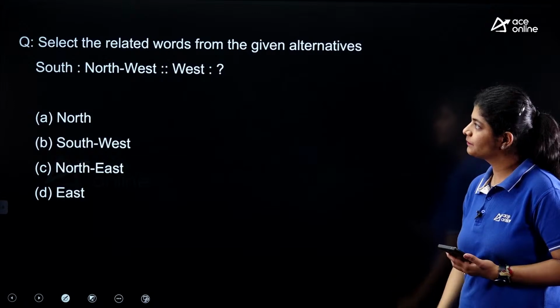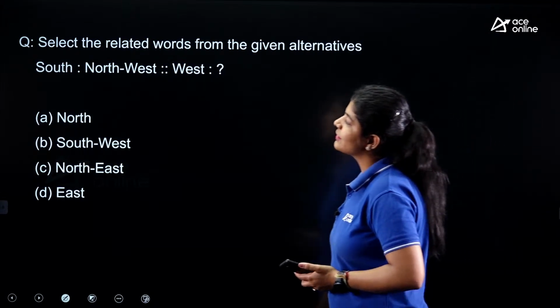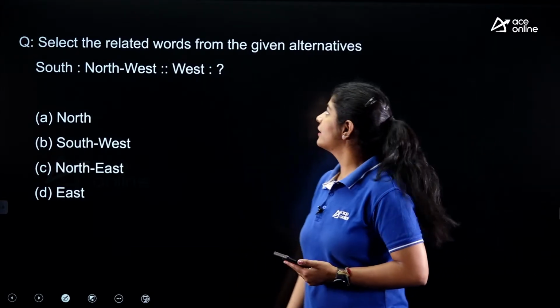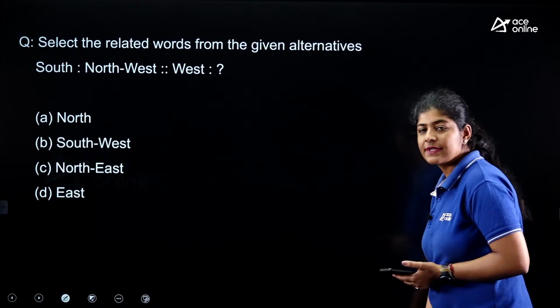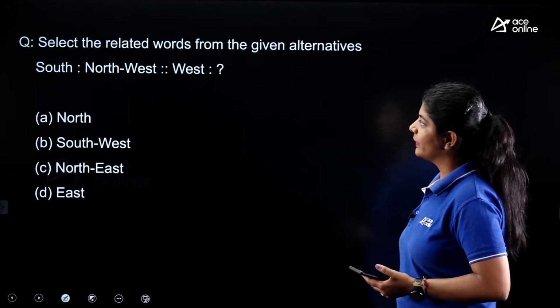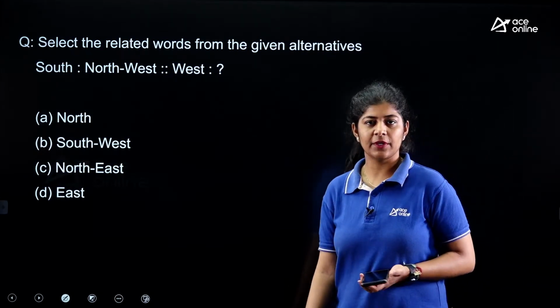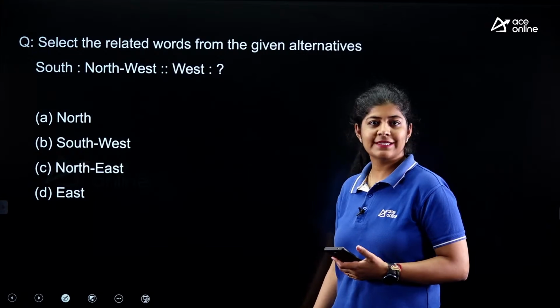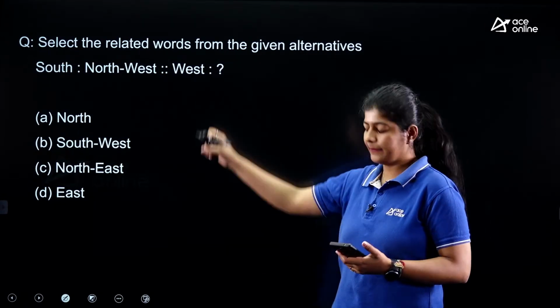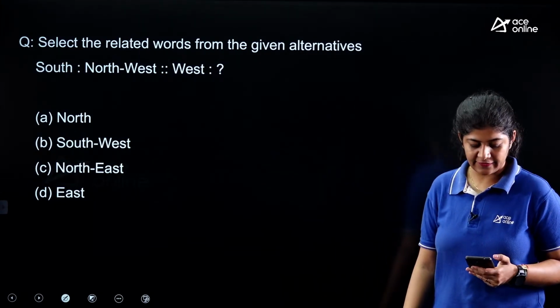Clear? Next. The next question says to select the related word from the given alternatives. South, northwest. We have some relation here, and you need to apply the same logic or the same relation. This is a very simple one.